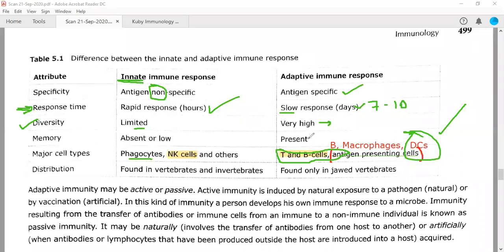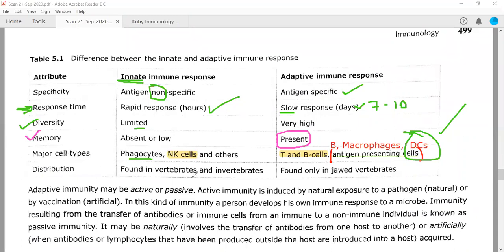Memory response is shown by this adaptive immune response. So it has this memory response, and this question has been asked several times. So you need to know that one of the basic properties or characteristics of the adaptive immune response is memory response. Major cell types we have already covered.